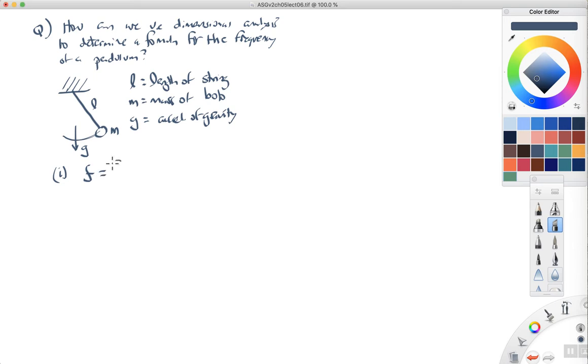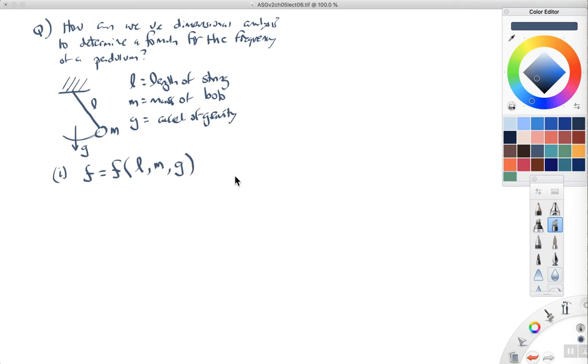And that frequency we suspect is going to be a function of perhaps the length of the pendulum. Maybe it depends on the mass. I know Galileo told us it doesn't depend on the mass, but let's suppose we're more naive and we said it may depend on the mass. It also probably depends on the strength of gravity, and those are presumably the quantities that it depends upon.